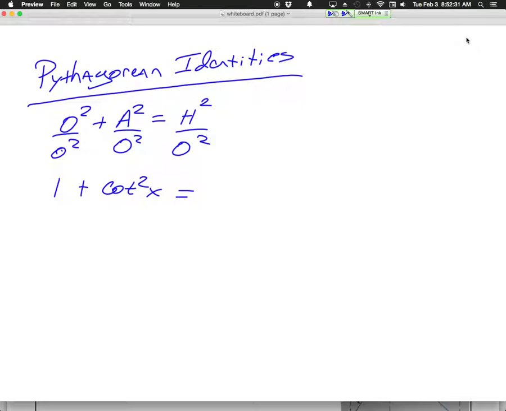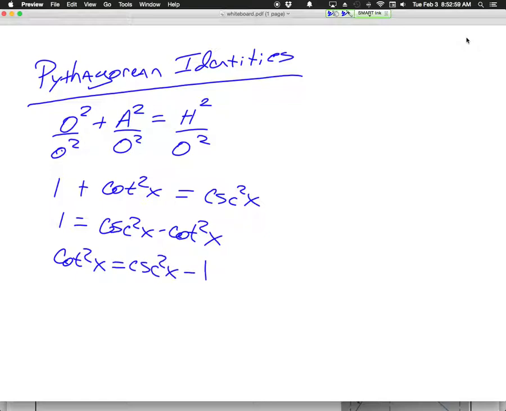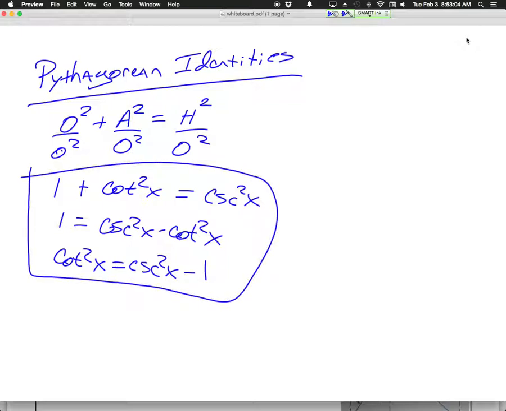And what is h squared divided by O squared? Cosecant. So that would be cosecant squared. So there's that one. And there are 2 variants off of this one. If I subtract cotangent squared over, I get 1 equals cosecant squared x minus cotangent squared. Or if I subtract the 1 over, I get cotangent squared x equals cosecant squared x minus 1. So there's my second set of 3.